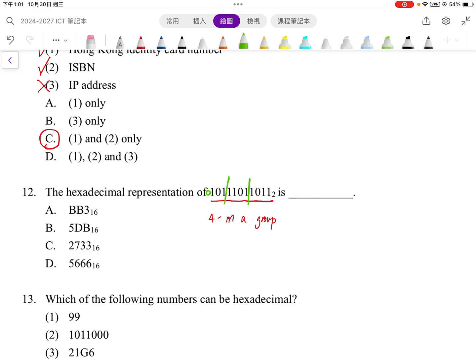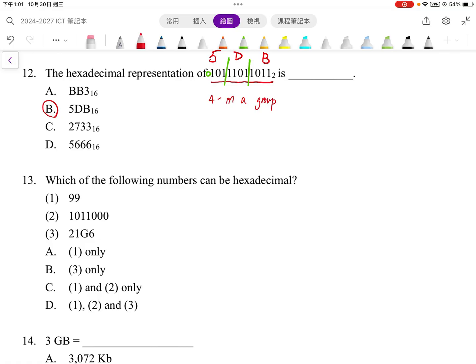I'm not going to show my calculator because we have done it in the lesson. By converting each group, you should have B for 1011, D for 1101, and then 010 should be referring to the 5. So all in all, we will have 5DB, and the answer should be B.